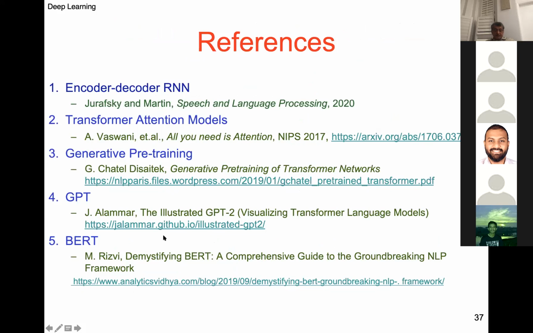All right, my own presentation comes from a lot of these sources here. Transformer attention models: the paper was this one by Vaswani, "Attention Is All You Need." That's the paper on that. The encoder-decoder basic ideas come from Jurafsky and Martin's 2020 book, Speech and Language Processing. GPT has some nice material here, and BERT has some nice material here. Anyway, it's pretty exciting to read about all these things.